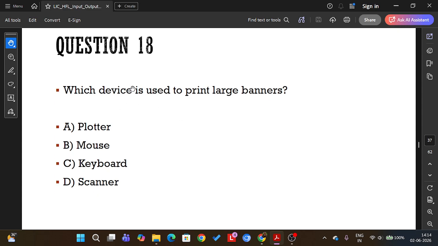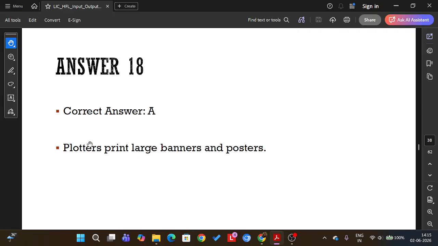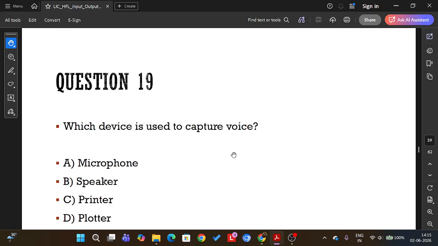Question 18. Which device is used to print large banners? Plotter, mouse, keyboard, or scanner. For large banners, we obviously have already learned about this. It is plotter. Just like it is used in engineering things, plotter prints large banners and posters.